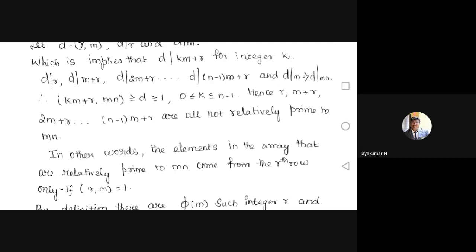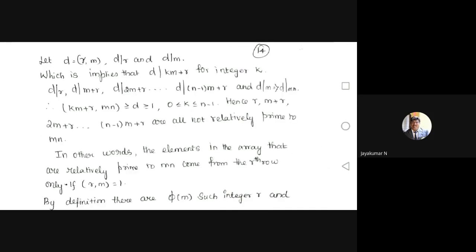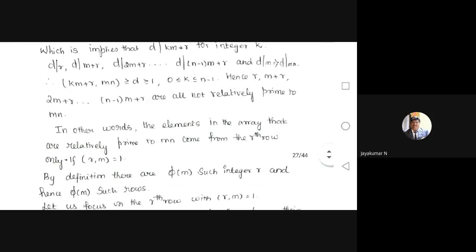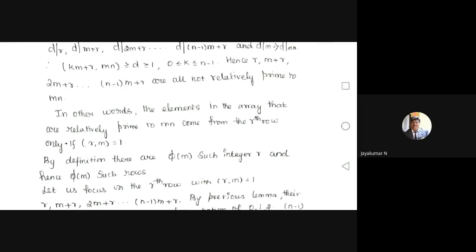In other words, the elements in the array that are relatively prime to Mn come from the rth row only if the GCD between R and M is equal to 1. So we know the definition of Euler's phi function. There are phi of M such integers R, and hence phi of M such rows.